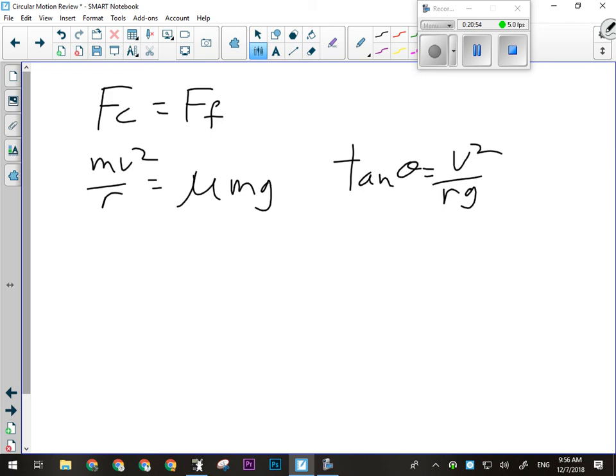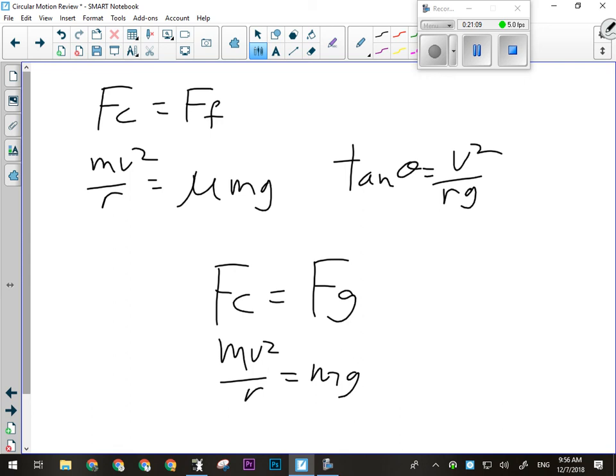And then artificial gravity. We kind of talked about it already. FC, we want to have it equal to the force of gravity. We want to feel like we're at home. So mv squared over r equals mg. And like so many of the problems we've dealt with, most of the time when we're solving for v, it's v equals square root of rg, or gr. It came out to that a lot of times, especially in vertical circular motion. Anything else?